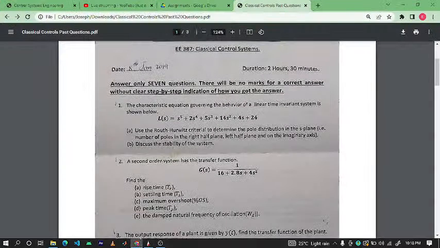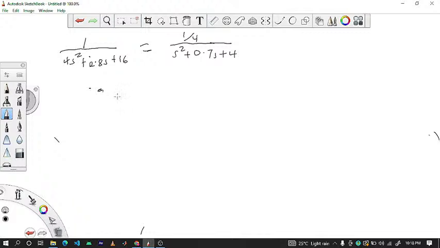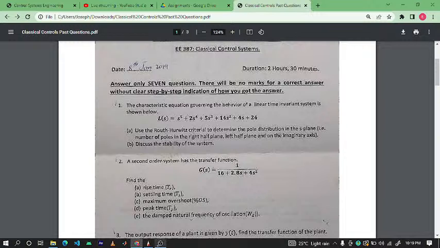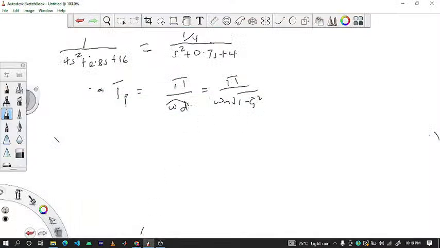All right. The next question is to find the peak time. For peak time, tp is given as pi over omega d, which is pi over omega n square root of 1 minus zeta squared. All you have to do is put in the values to get your answer. And the final question is the damped natural frequency of oscillation. That is the omega d we've been using throughout, so you already know the value before you even get here.